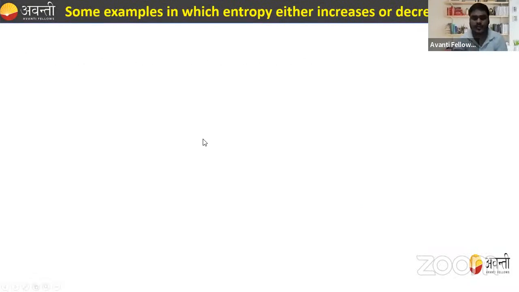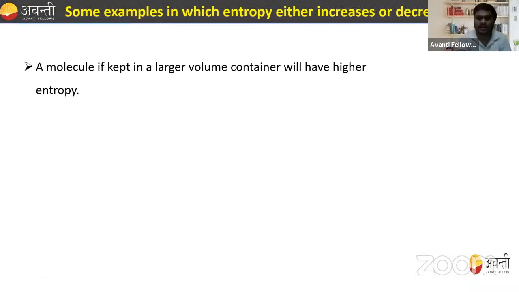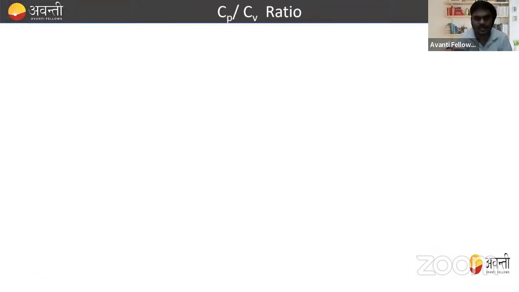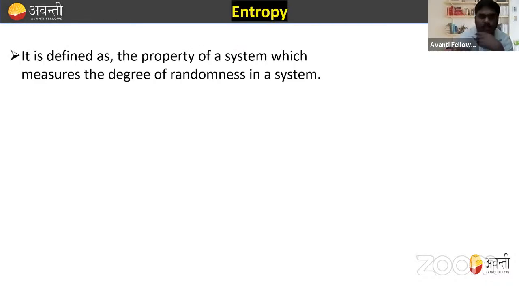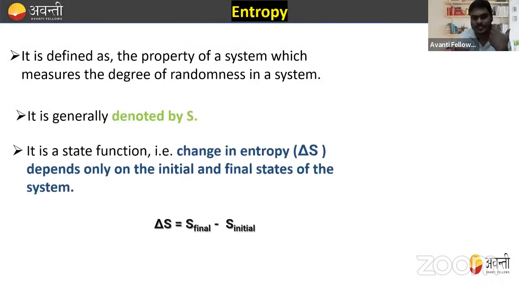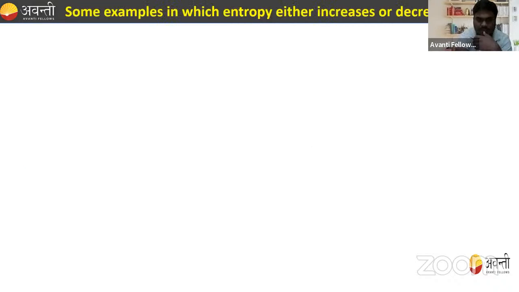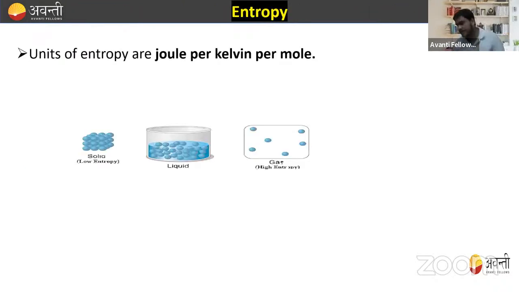Remember this, basically entropy. What is entropy? Entropy is the property of the system which measures the degree of randomness. It is a state function and change in entropy will be obtained like this. Among solid, liquid and gas, gas has the highest entropy because it has the maximum randomness. Those having the maximum randomness have the maximum entropy as compared to the others.